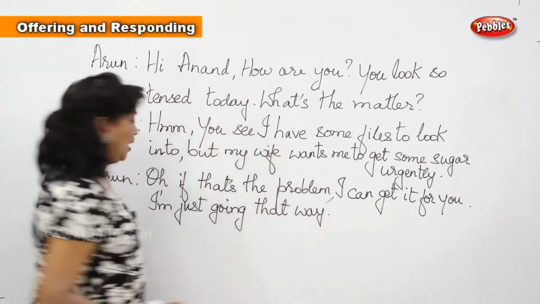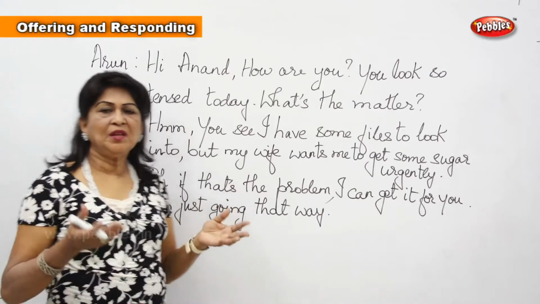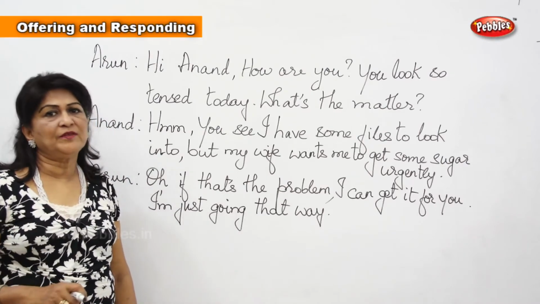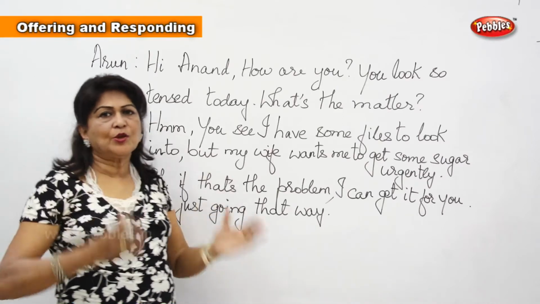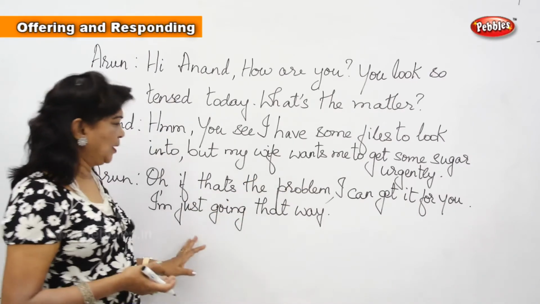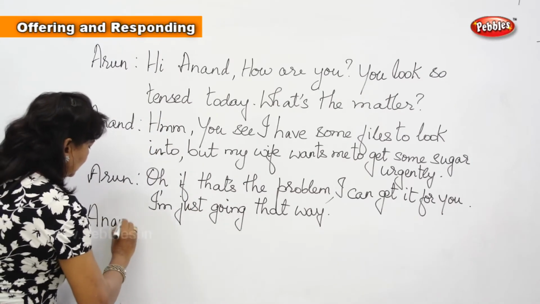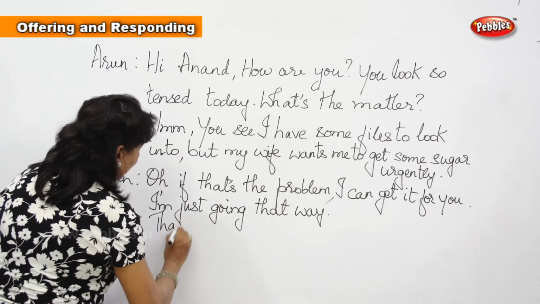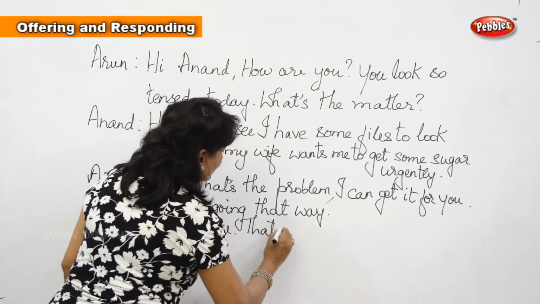So what is Arun doing now? He is offering to help him. Now Anand has a problem. He has to concentrate on his files, but his wife is asking him to get some sugar very urgently, and he's wondering if he goes to the shop and comes back, he'll lose his concentration on the files. And so when Arun offers, if that's a problem, I can get it for you, I'm just going that way, Anand is so happy. What does he say? Thank you, that's very kind of you.